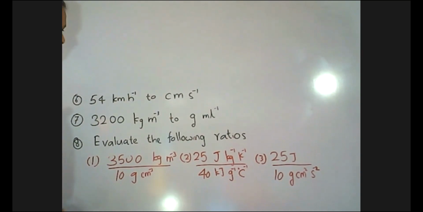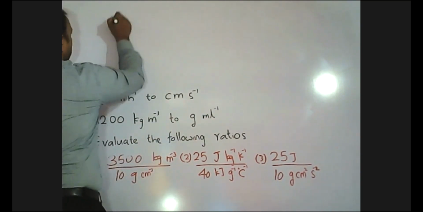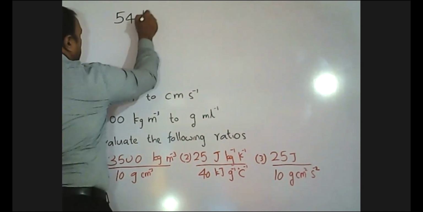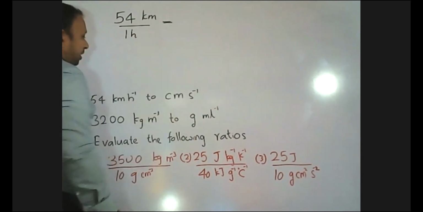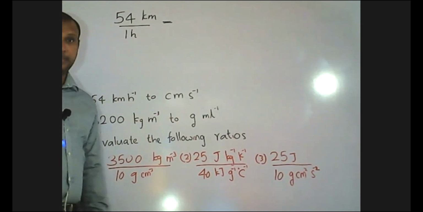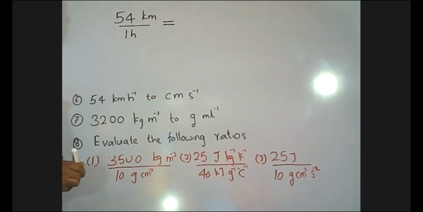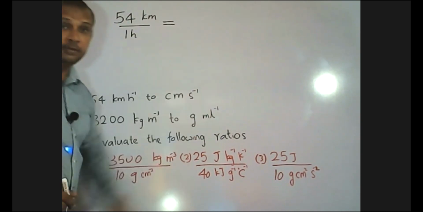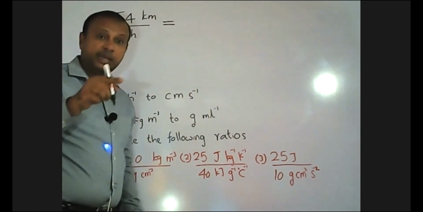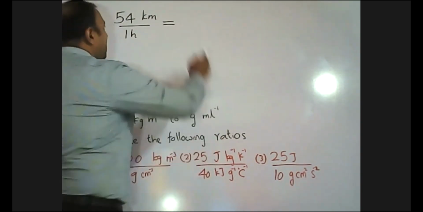54 km h^-1 into cm s^-1. Now I have to convert 54 kilometer per hour into centimeter per second. If you want to convert kilometer per hour into centimeter per second, you have to convert kilometer into centimeter. Kilometer into centimeter means from a large scale to a smaller scale, then you have to multiply.